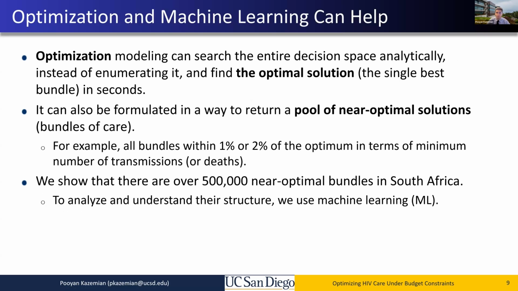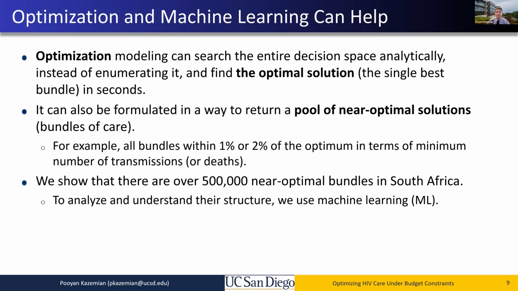So here we propose to use optimization modeling. Optimization modeling can search the entire decision space analytically instead of enumerating every single bundle or combination of interventions, and it can find the optimal solution in seconds. Optimization modeling can also be formulated in a way to return a pool of near optimal bundles of care. For example, we can formulate the optimization problem in a way that it's going to return all of the bundles within 1% or 2% of the optimum in terms of minimum number of transmissions or minimum number of deaths.